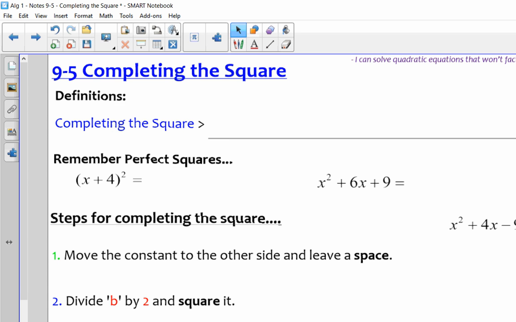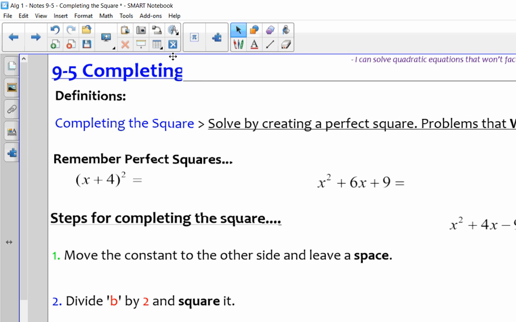And if you get really stuck, then make sure you get a hold of me, okay? So for completing the square, we're going to solve by creating a perfect square. This is a concept for problems that won't factor. You can still do this process even with problems that do X factor, but I'd rather X factor. It's much easier than what we're going to do today.